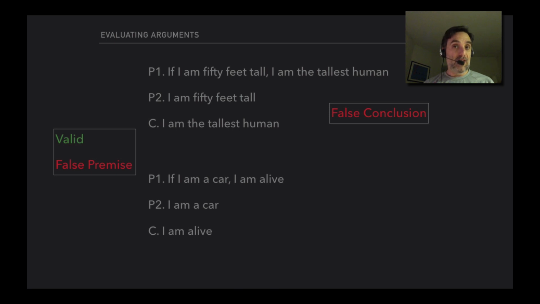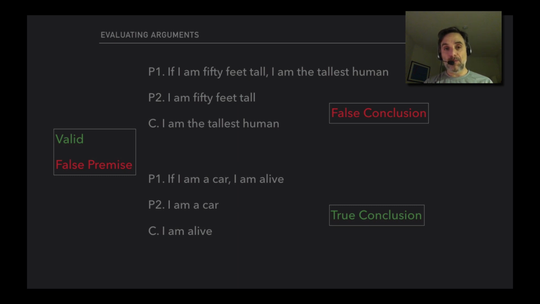Conclusion, I am alive. That's true. So this is an argument with a true conclusion, and it's a valid argument. If I'm a car, I'm alive, and I am a car. Okay, so that's a conditional, and if you have the if part of the conditional, then you know that the rest of the conditional is true.